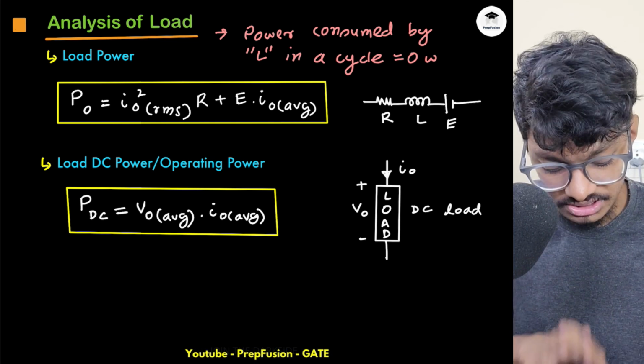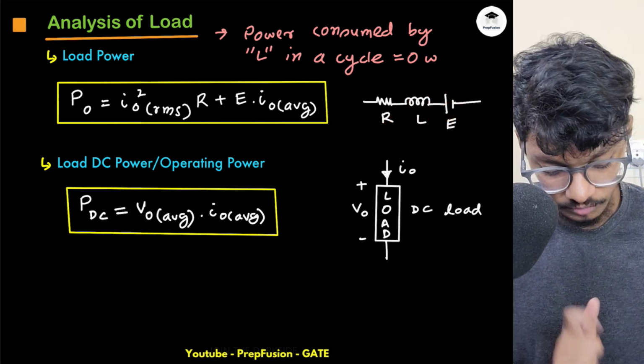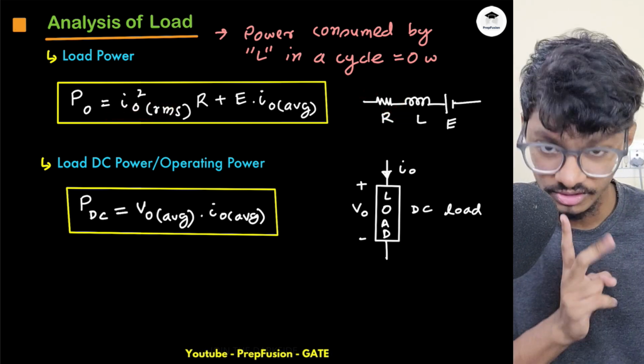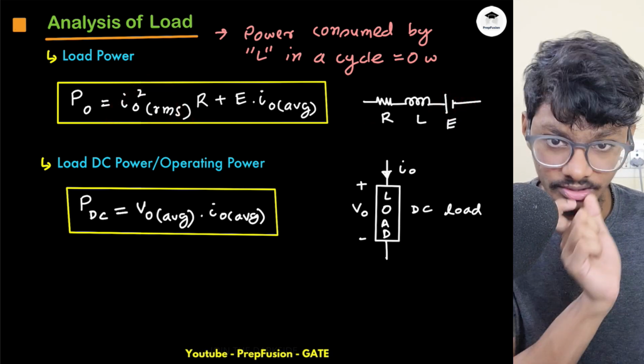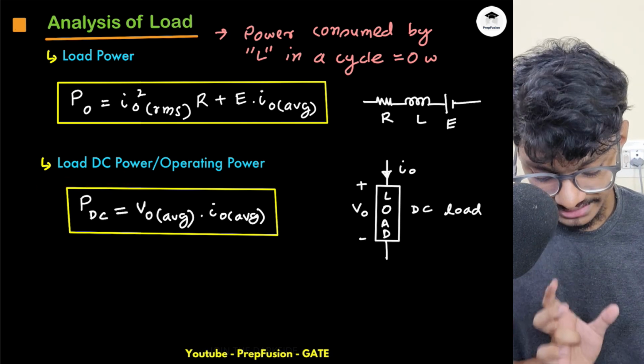So hence the power will be consumed only due to this R and E. No power will be consumed in this inductor. So what amount of power can it consume? Again, all components: DC to DC matching, AC to AC matching, that is IO RMS whole square into R, and this battery can only consume DC power. That's why this is E into IO average.